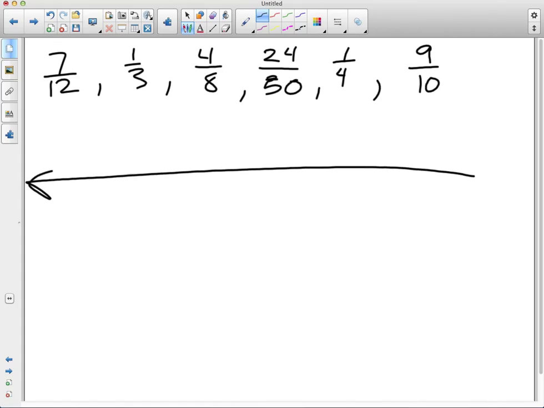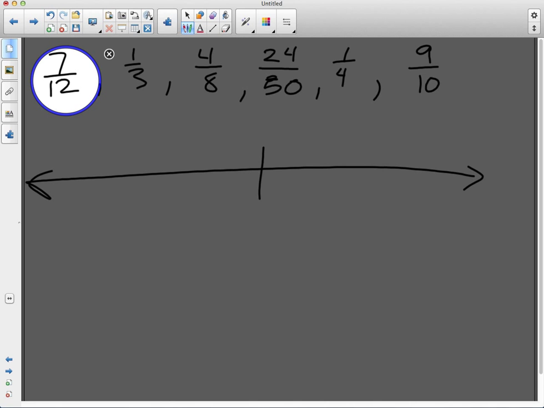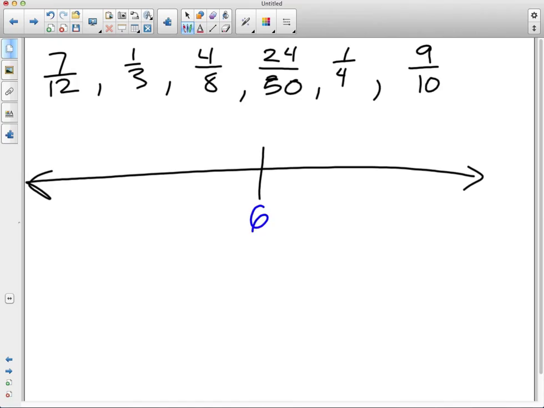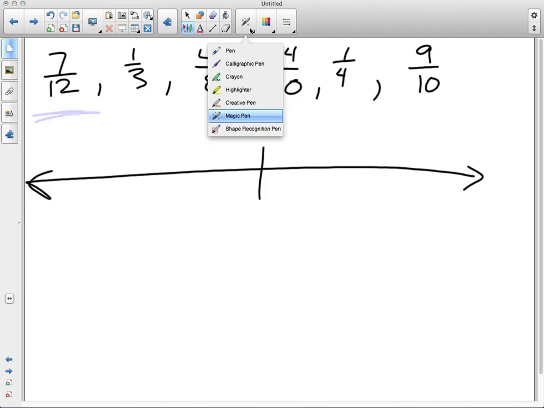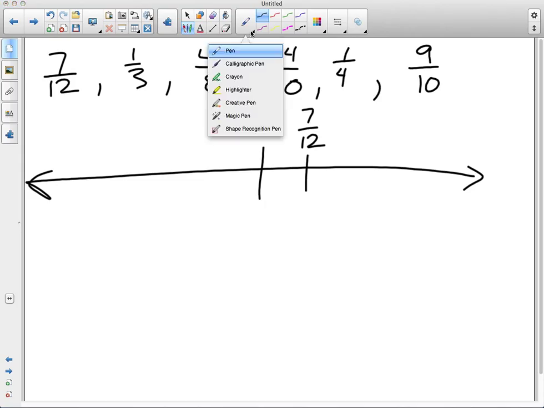So Scott created a number line, and he knew that this point right here was at half. And he knew that at half was 6/12. And he realized, well, where is 7/12 going to be in relation to 6/12? If this represents 6/12, where does this fraction go? Scott? That fraction should go a little after the middle. The fraction should go about here. 7/12. Fantastic.